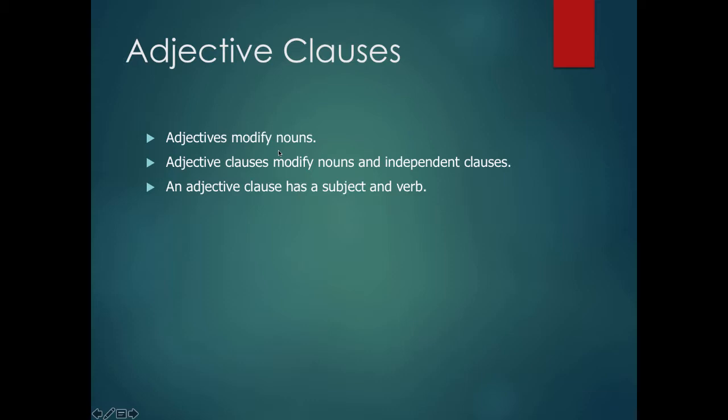Hi everyone. Hopefully this video will help you understand what adjective clauses are and how they work and how you can punctuate them. Think of adjective clauses like you think of adjectives. Adjectives modify nouns and adjective clauses modify nouns and independent clauses. An independent clause is a complete sentence. And adjective clauses have a subject and verb. And we will also look at how you end up with adjective phrases when we take the subject out.